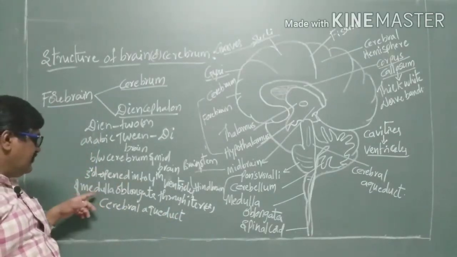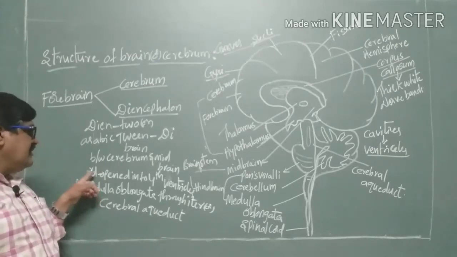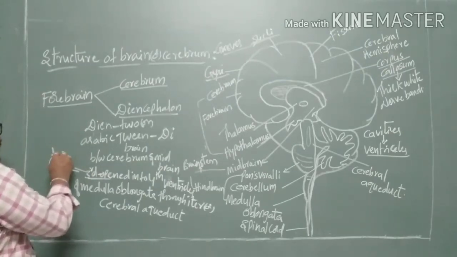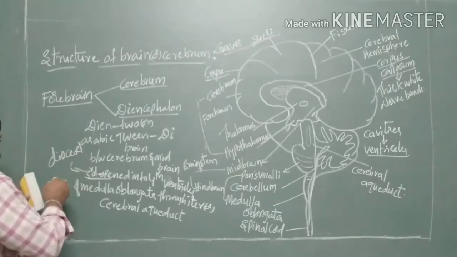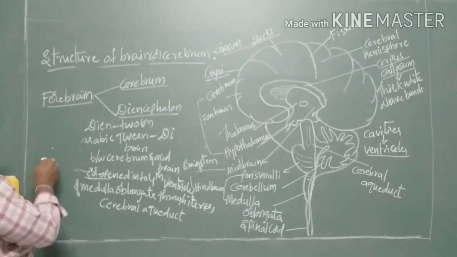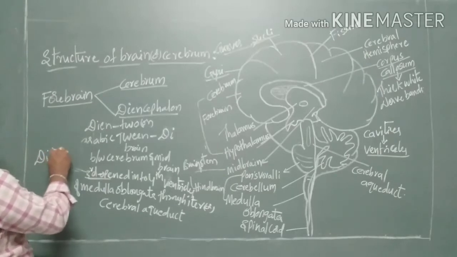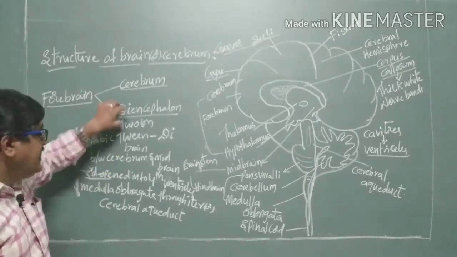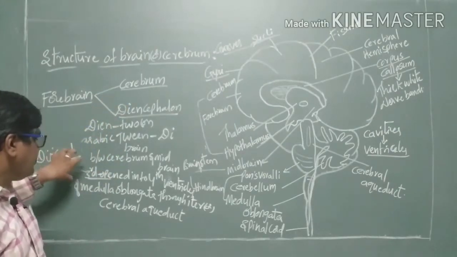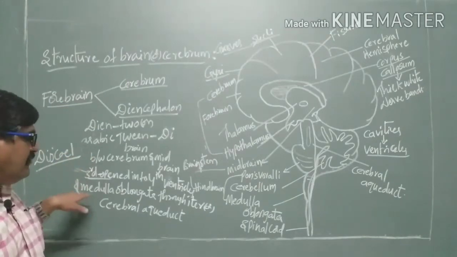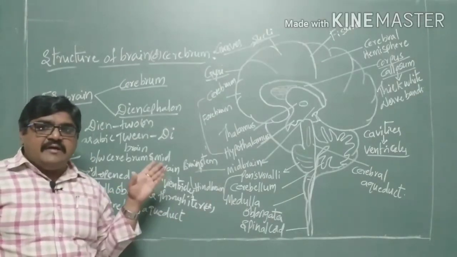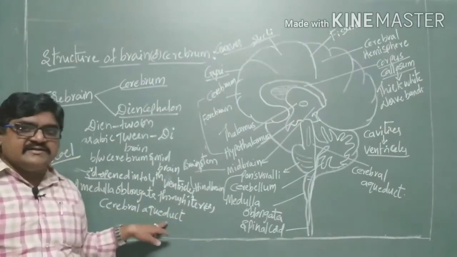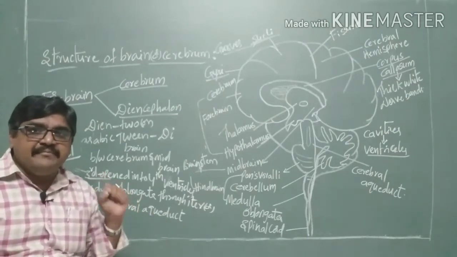The third ventricle is also called the diocele, because it is present in the diencephalon. The third ventricle opens into the fourth ventricle of the medulla oblongata through a passage called the aqueduct, otherwise called the cerebral aqueduct, which is present in the midbrain.